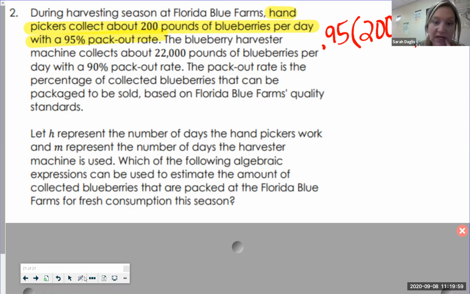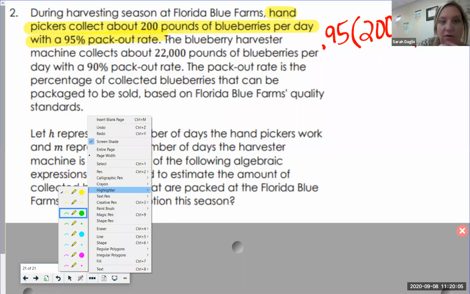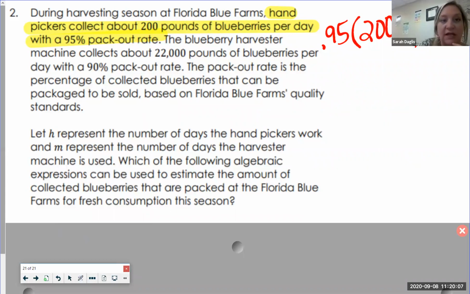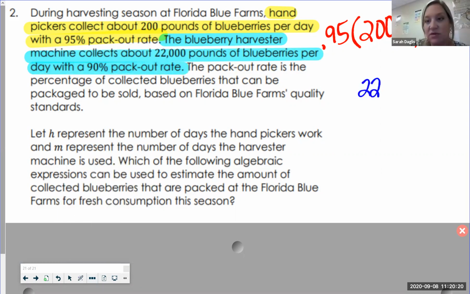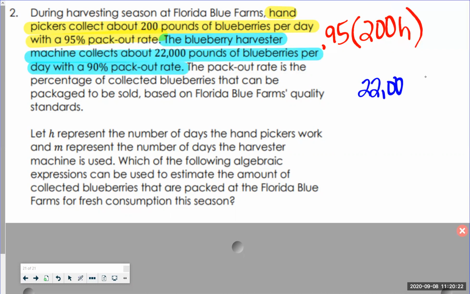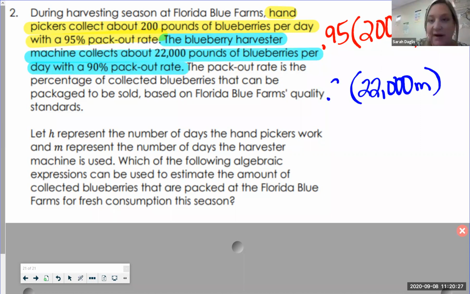All right, let's do the same thing for the machine. So the blueberry harvester machine, they collect 22,000 pounds and have a 90% pack out rate. So let's represent that. So my machine does 22,000 with the machine, okay, but only have a 90% pack out rate. So we are going to multiply it by 0.90. That shows 90% of that total.